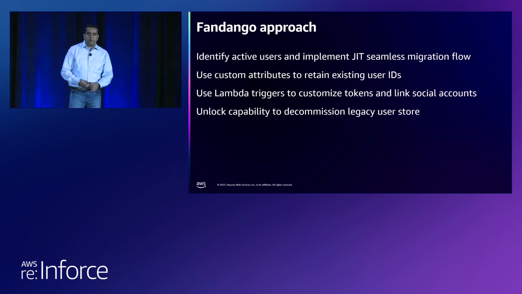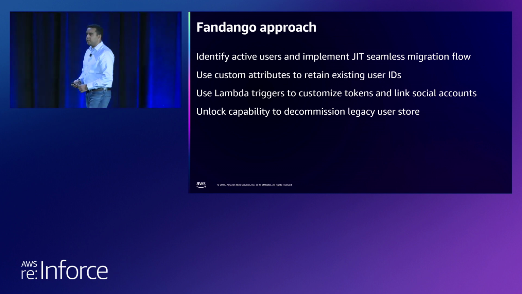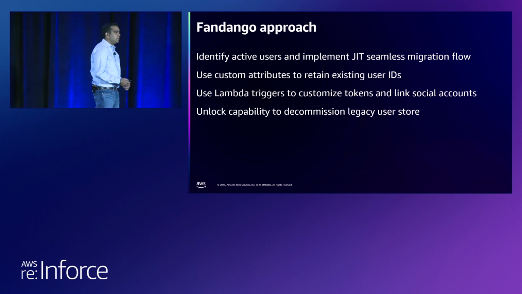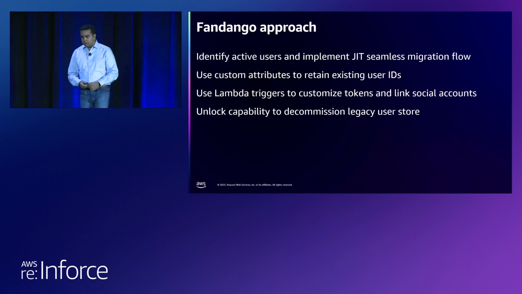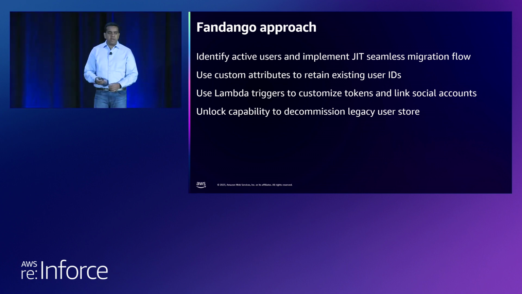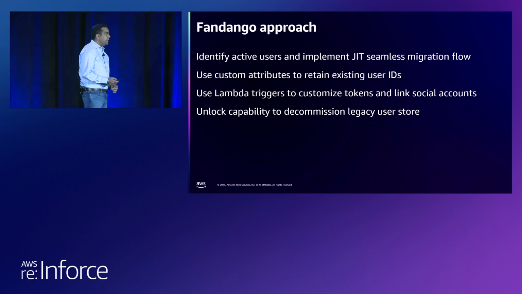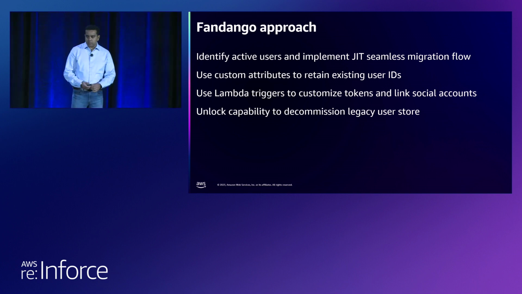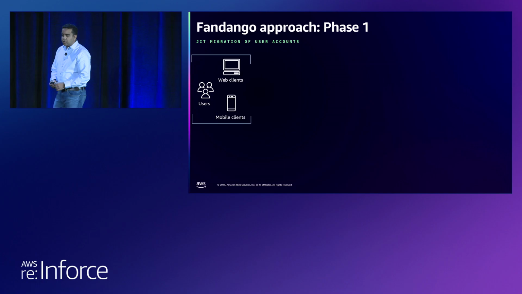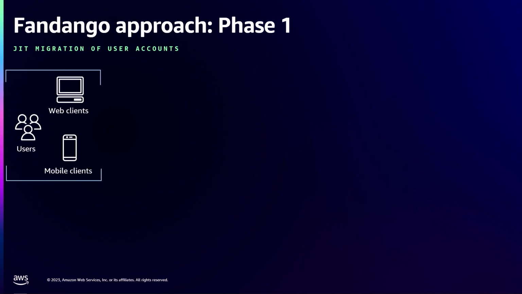And also, we wanted the ability to link social accounts, especially for users who come in with the same email address and they're already registered within your system. And we leveraged Lambda triggers to support those use cases. And finally, that gave us the capability to decommission and retire any authentication-related bits from our account services. So let's talk about the phase one approach in a little bit more detail.